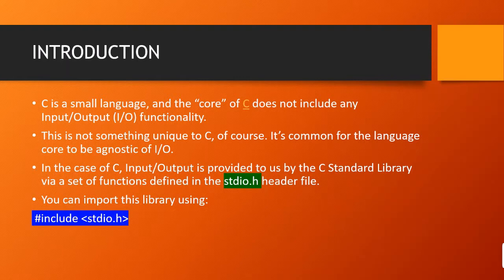C is a small language and the core of C does not include any input-output functionality. This is not something unique to C, of course. It's common for the language core to be agnostic of input-output. In the case of C, input-output is provided to us by the C standard library, which is a set of functions defined in the stdio.h header file. You can import this header file into your program by #include <stdio.h>.